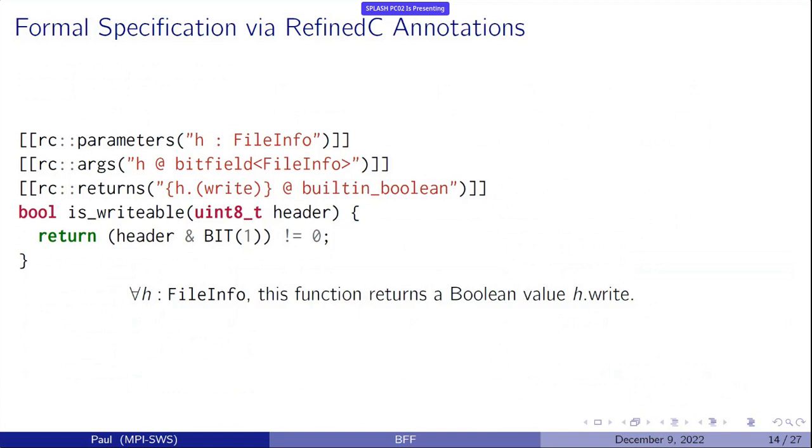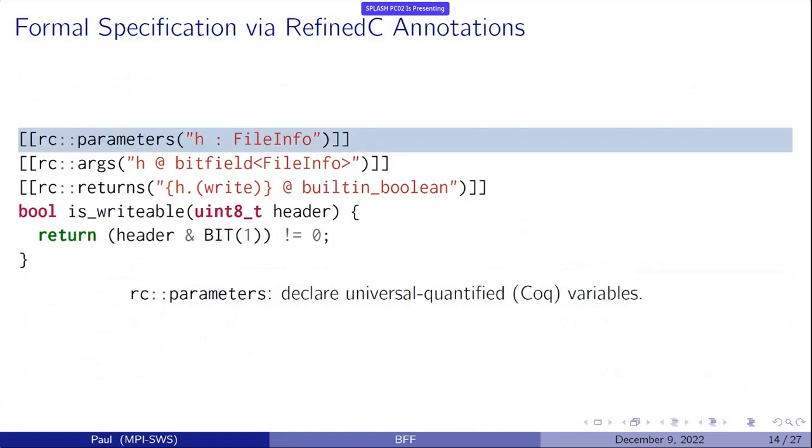Intuitively, they describe the following specification: for all file info H, this function returns a Boolean value, which is the value of the right field of H. Now let's look into these annotations line by line. The first line, the RC parameter clause, we use to declare some universally quantified variables that are useful later to describe your specification.